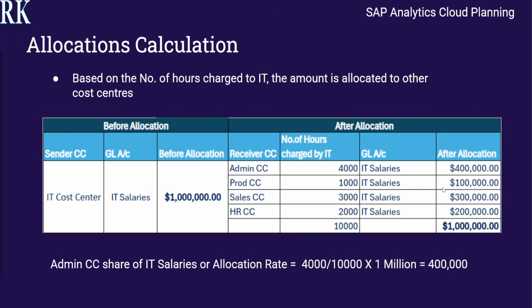Similarly, for production, it allocated 100,000, 300,000 for sales, and 200,000 for the HR department. So before allocations, the $1 million is sitting with the IT cost center. After allocation, it is moved to other cost centers like admin, production, sales, and HR. This is a simple example in a spreadsheet. The same example we can implement and see in SAP Analytics Cloud.